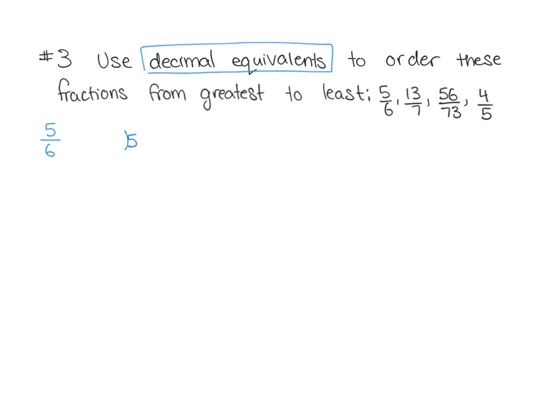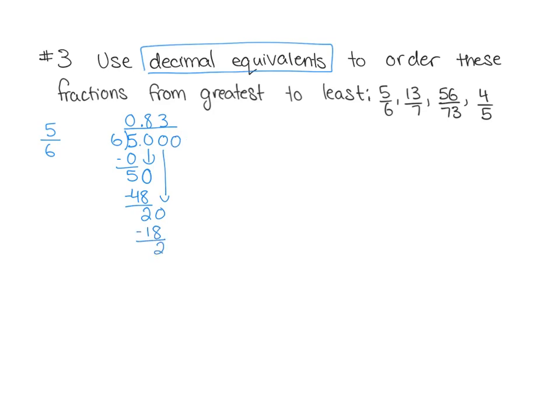So we need to look at 5 divided by 6. So 6 goes into 5 0 times, which gives us 5 left over. It goes into 50 8 times, which gives us 48, and that leaves us with 2. Then we can bring down another 0. It goes into 20 3 times, because that gives us 18, which leaves us with 2.